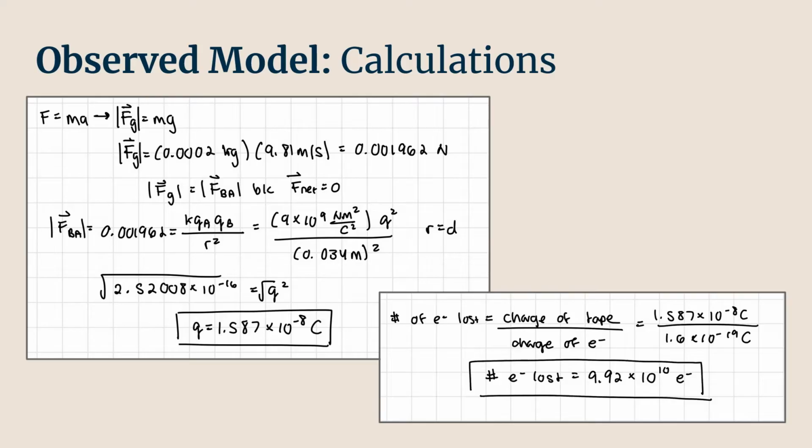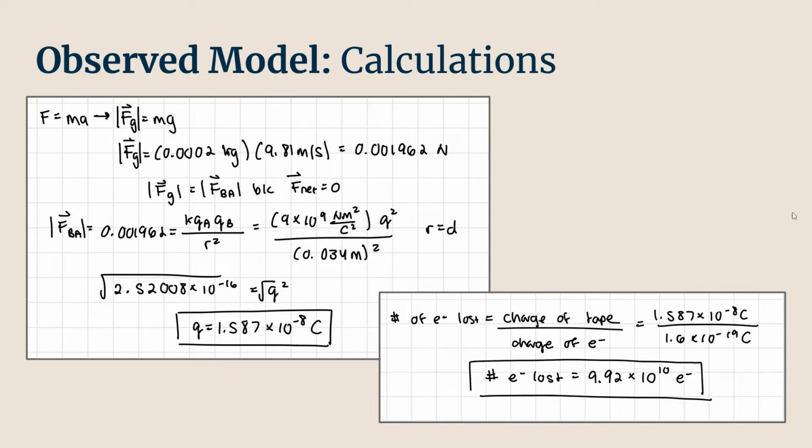Now here are our calculations. The force of gravity was calculated to be around 0.001962 newtons, and that was by using Newton's second law. And because the tape is stationary and not moving, we know that the net force acting on the tape has to be zero. And this means that the magnitudes of the force of gravity and the electric force must be equal. Knowing that, we used Coulomb's law to find the charge, and we estimate the charge to be about 1.587 times 10 to the negative 8 coulombs.